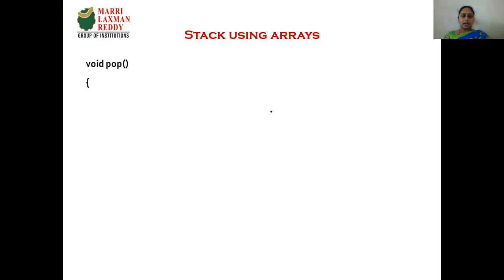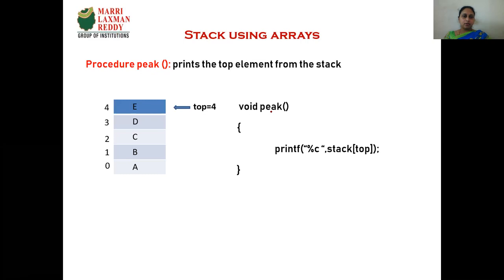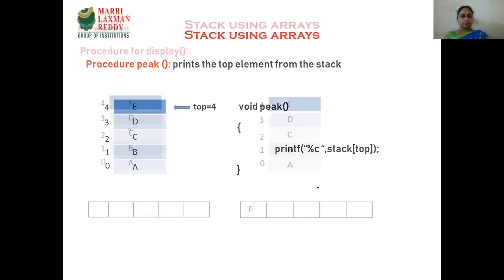Now, stack using arrays by using pop operation. If top equals minus 1, then you are going to print stack underflow. That is an error. Else, you are going to take the top element from the stack and that will be placed in X, and then you are going to decrement the top value. In a similar way, we can print the top element from the stack, that means by using the peek operation. Just use that function peek and use the printf statement to print the element from the stack.